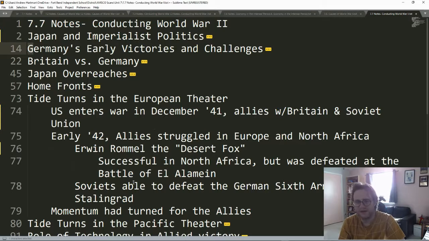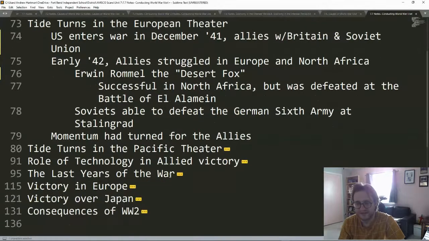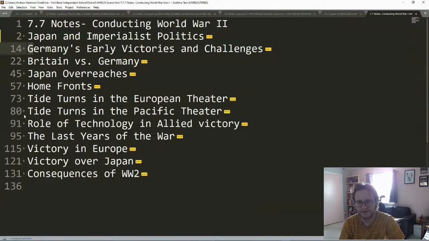But after, I forget how long it is, like a 6-month, 9-month siege of Stalingrad, the German Sixth Army is defeated by the Soviets. That is a brutal, brutal battle. If you want to learn more about that, go look that up. And so at this point, we're seeing momentum really start to swing for the Allies in the European fronts.